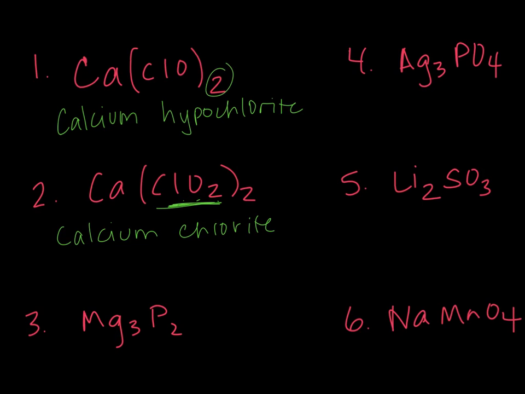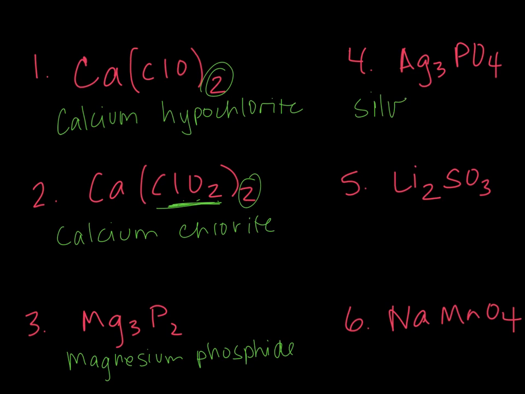All right, so don't get confused about the numbers outside of the parentheses. That's just telling you you have 2 of those ions. So you just pay attention to the numbers inside of the parentheses when they're there. Okay? So number 3 is just going to simply be magnesium phosphide. All right. Number 4 is silver. And then PO4 3- is phosphate. Okay? So we're looking at the PO4, and that's just going to be phosphate.